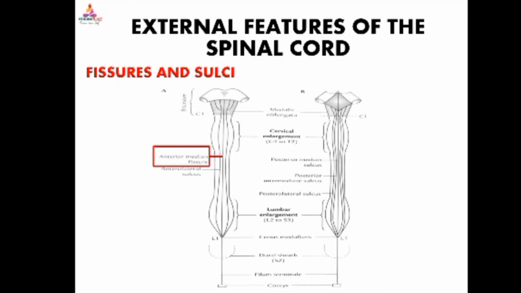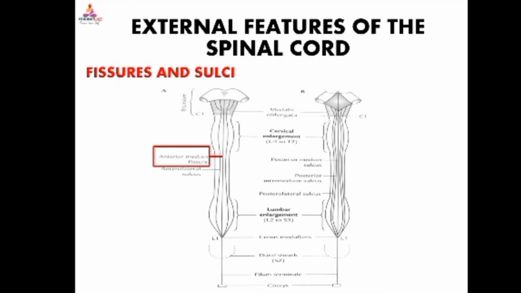Next, we are discussing the external features of the spinal cord. The external features of spinal cord are the fissures and sulci, attachment of the spinal nerves, enlargements, and cauda equina. First, we are discussing the fissures and sulci.